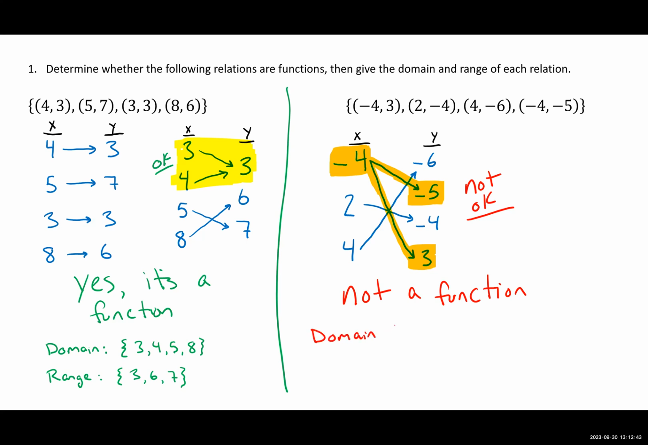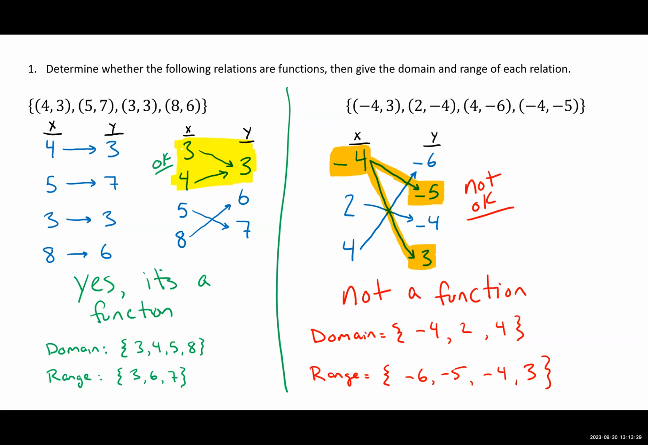We could still talk about the domain and the range, right? The domain is the set of all x values. So there's a negative 4, there's a 2, and there's a 4. The negative 4 is repeated twice in the original problem, but we don't have to list it twice in the domain. And the range is the negative 6, the negative 5, the negative 4, and the positive 3. So on the left, we have a function, even though two different x values go to the same y value. On the right, it is not a function because one x value is repeated twice. It goes to two different y values.